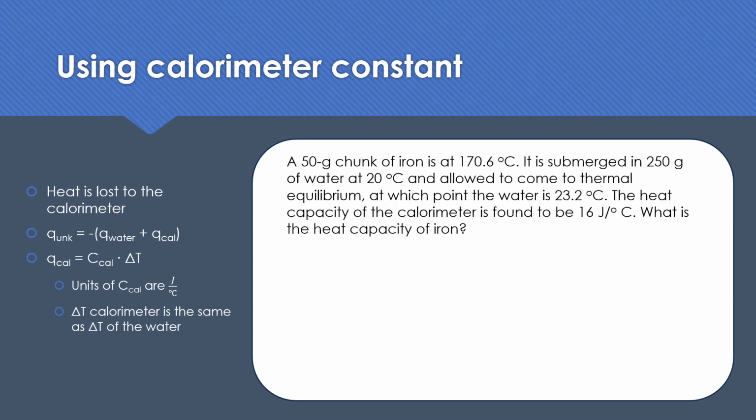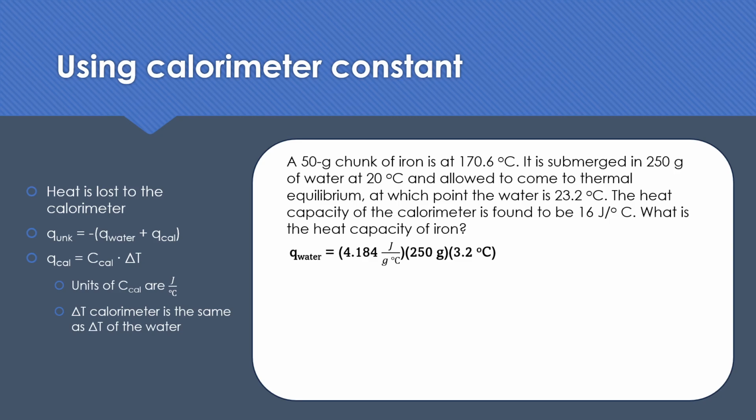A 50-gram chunk of iron is at 170.6 degrees Celsius. I dunk it in 250 grams of water at 20 degrees Celsius. It comes to thermal equilibrium, at which point the water is 23.2 degrees Celsius. The heat capacity of the calorimeter is found to be 16 joules per degree Celsius. What is the heat capacity of iron?